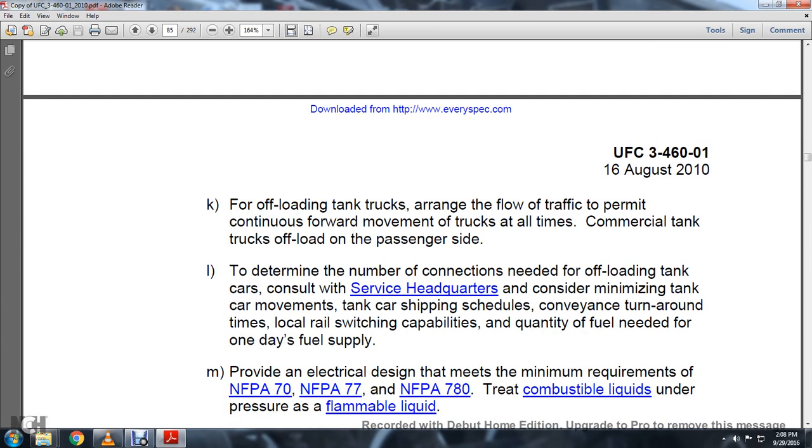K. For the offloading of tanker trucks, arrange the flow of traffic to permit continuous forward movement of the trucks at all times. Commercial trucks offload to the passenger side.